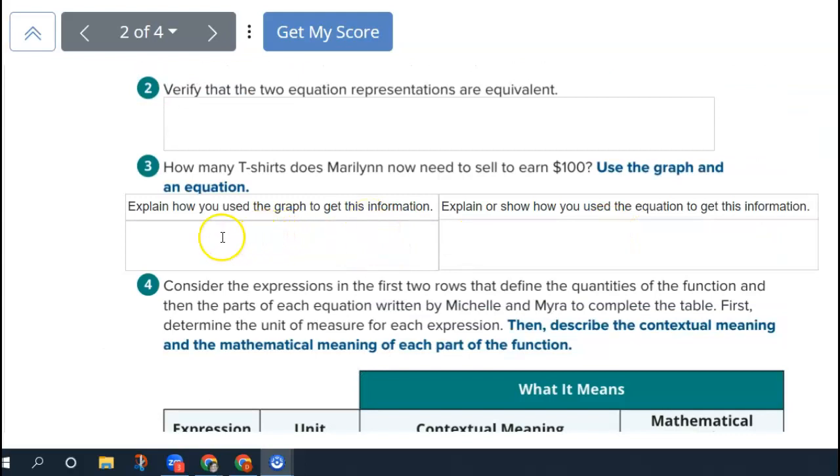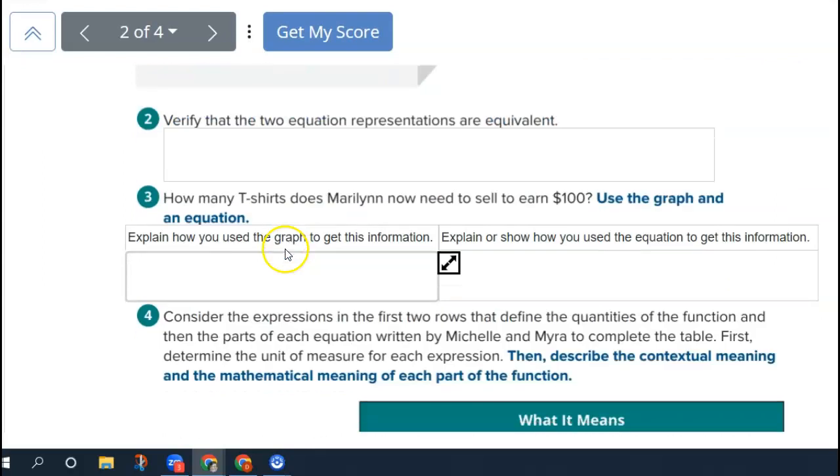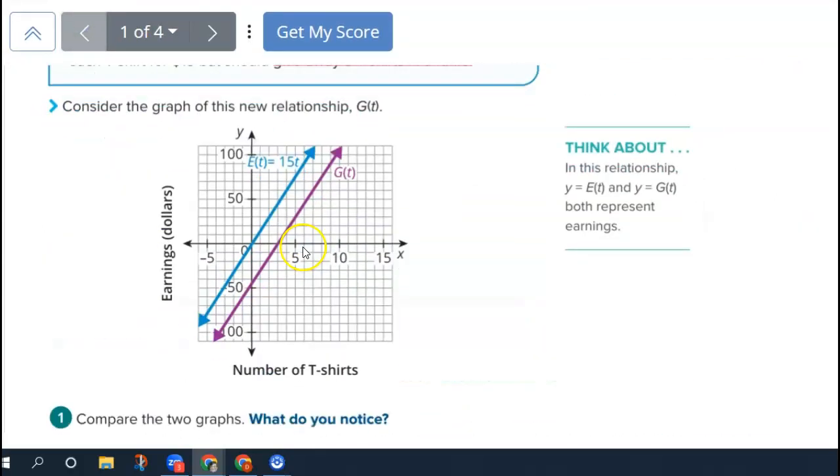Then what you're going to do also is look at the graph to get that same information. So here explain if you use the equation, and then here explain how you would know if you use the graph. So go back to the graph and imagine that she needs to earn $100. So she needs to get up to this point, right? She needs to reach this line. And we're talking about the pink graph.